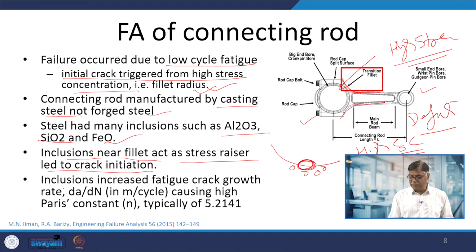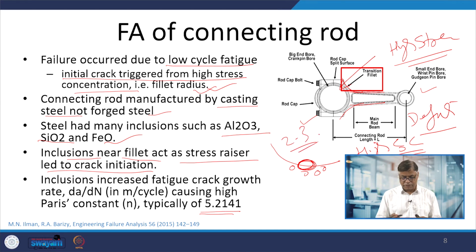Additionally, when the fatigue crack growth test was performed, the growth rate was found to be significantly higher than is expected for this kind of steel of which the connecting rod was made, and the Paris constant for this was found to be 5.2, otherwise usually it is 2 to 3 for normal steel. So, the crack growth rate was significantly higher than the normal and expected one, and this was also attributed to the presence of the defects.